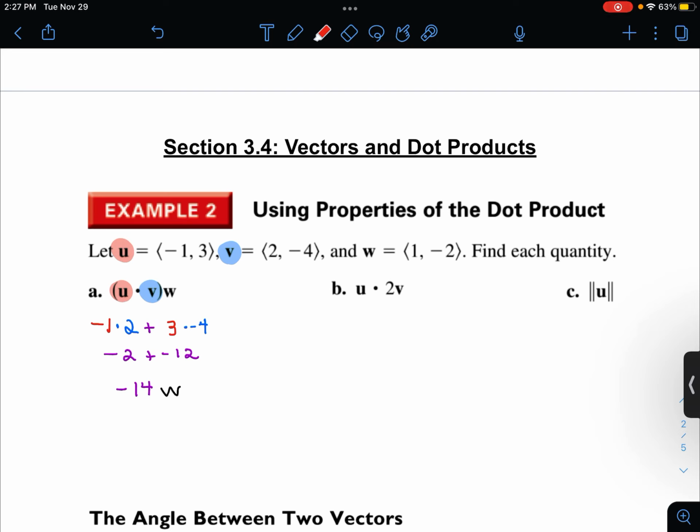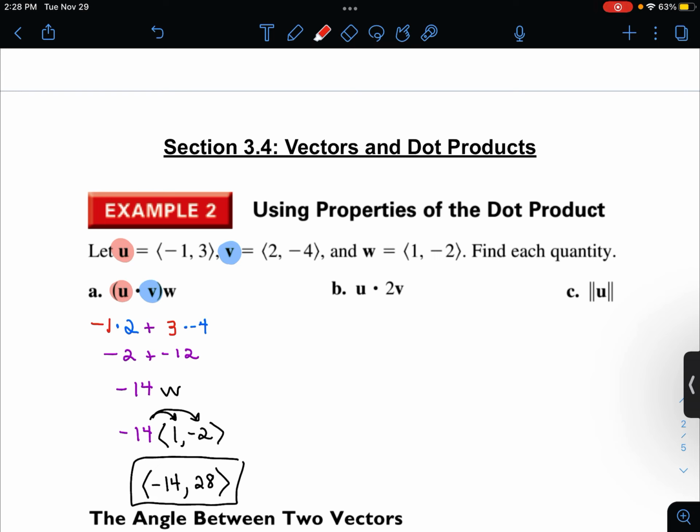It ends up giving me some type of scalar number. What I'm going to do with that number then is use what I know about scalar multiplication, or in other words, basically distributing this number through the vector that we had for w, which is 1, negative 2. Well, 1 times that negative 14 gives us negative 14, and then negative 14 times the negative 2 gives us 28. So this dot product multiplied with another vector gives us another vector, which is negative 14, 28 in its component form.